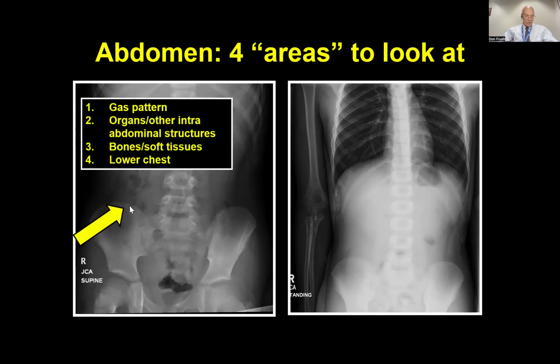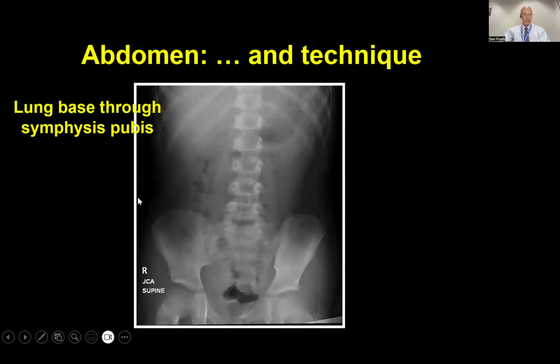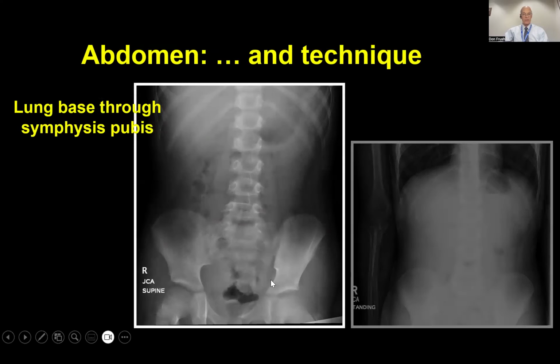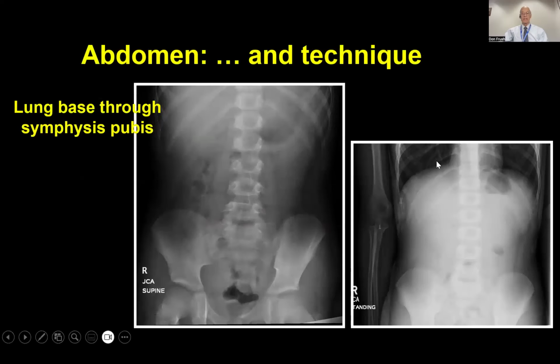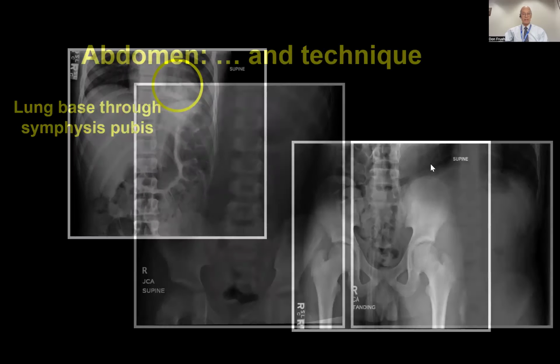Now, this actually was a little limited here. I think it's difficult to see, but I'll show a better example here. And this is an example of what you want to do from a technique standpoint. You have to go to the symphysis pubis and you have to see the lung bases. That's a complete abdomen examination.